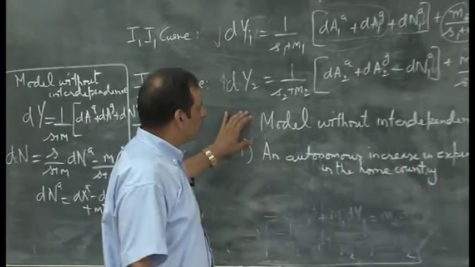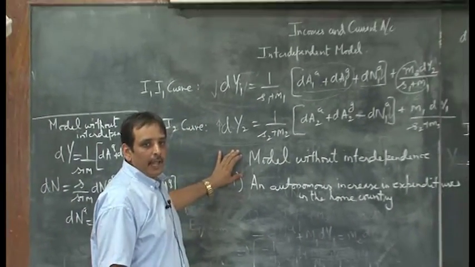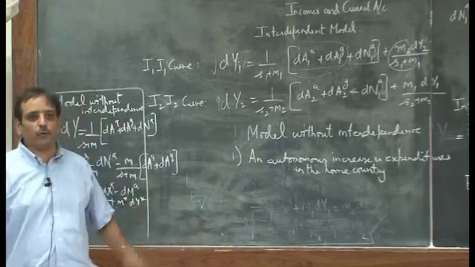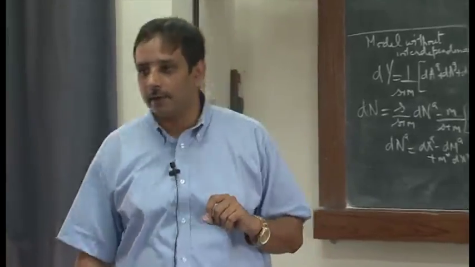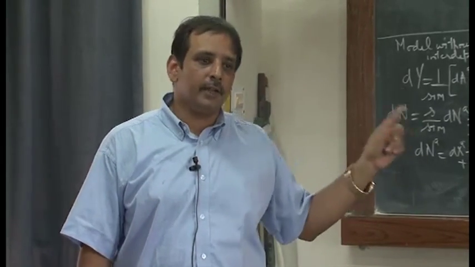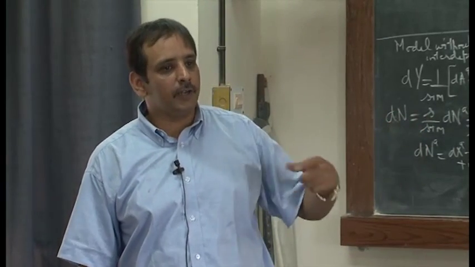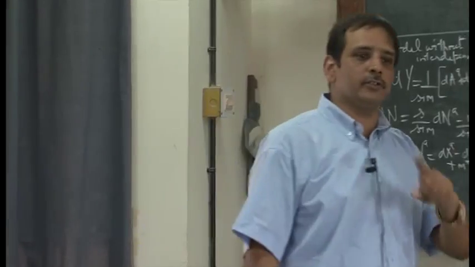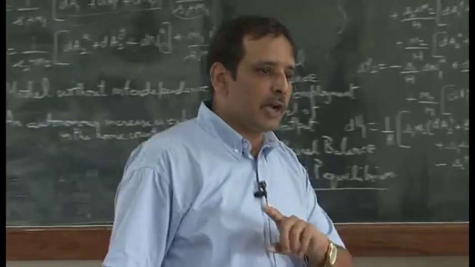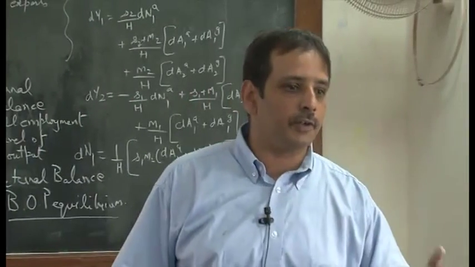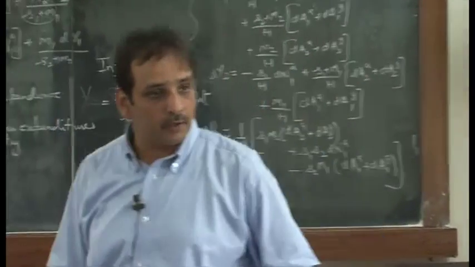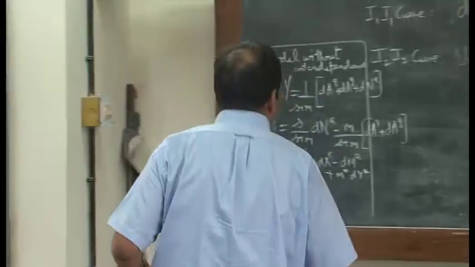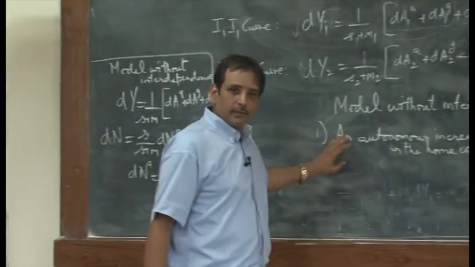You are back to the model without interdependence, and your objective now is to curb any deficit or surplus in the balance of payment. Reason being that even if you had a model with interdependence, any shock is not able to curb the deficit or surplus permanently. So we have to do something more in the economy to curb the surplus and deficit.